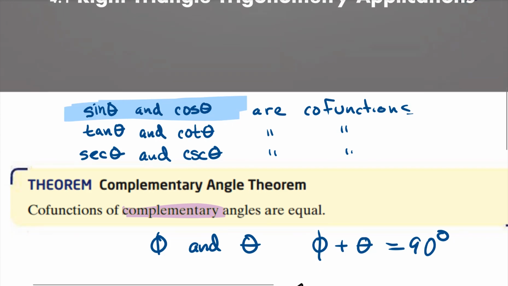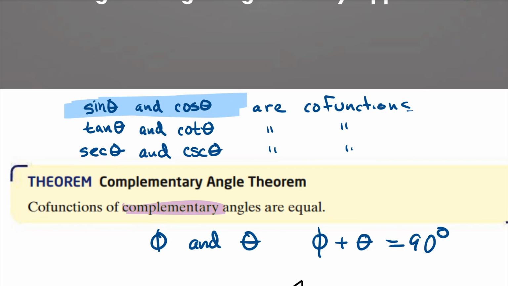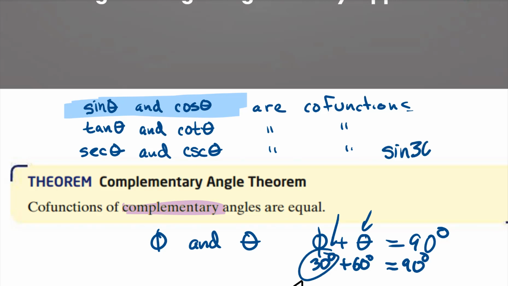Can I just do some random old numbers here? They're totally not random. How about 30 degrees plus 60 degrees? That equals 90, right? Those are complementary angles. So what this is saying is, let's take sine and pop in 30. Then let's use the co-function, cosine, and take the complement of the angle. Well, what's sine of 30 equal? 1/2. What's cosine of 60 equal? 1/2. Co-functions of complementary angles are equal.